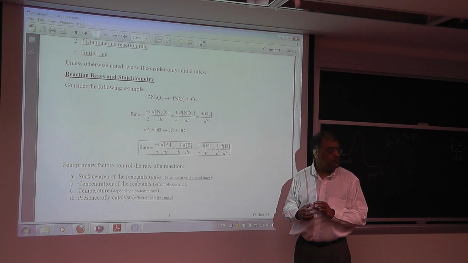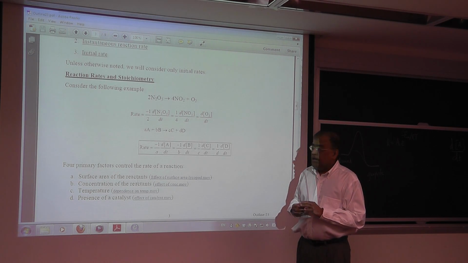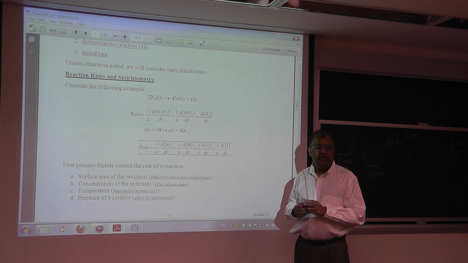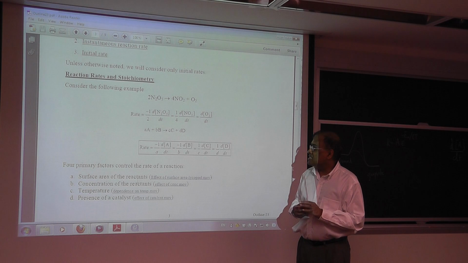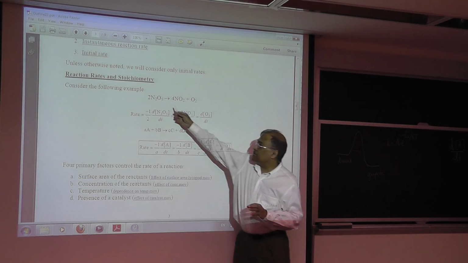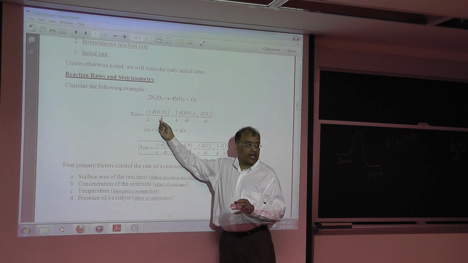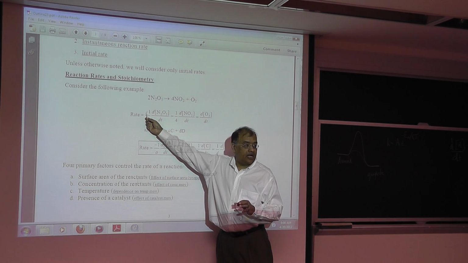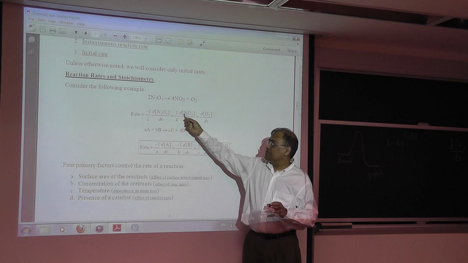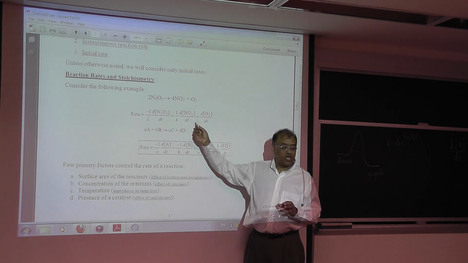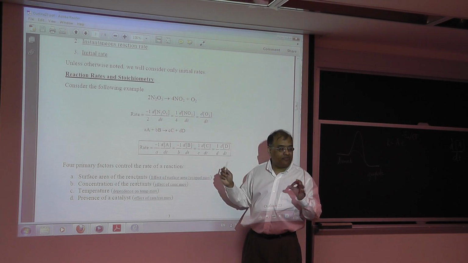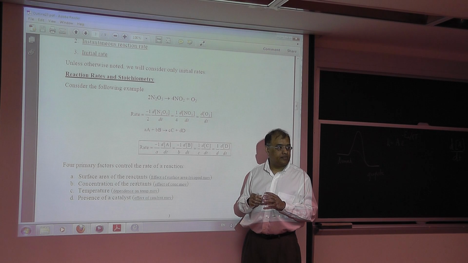Yes, Kirsty. Why is the 1/2 negative? It's the disappearance of N2O5. Yes, because we're talking about the disappearance of N2O5. This quantity is going to be a negative value. By putting a negative in front, we ensure that we have the same value. The rate is defined to be a positive quantity.